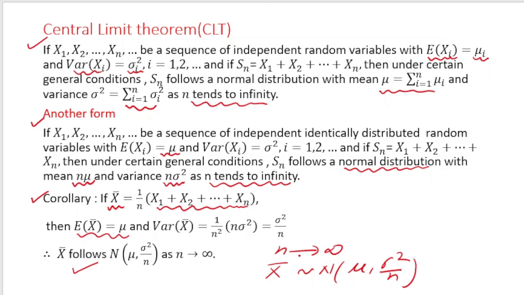So if I can summarize this whole slide in just one line, what is that conclusion? The conclusion is that if you increase your sample size, you will get normal behavior of the random variable. This is very natural also, right?